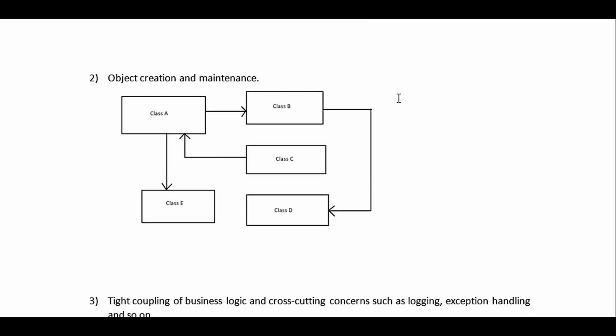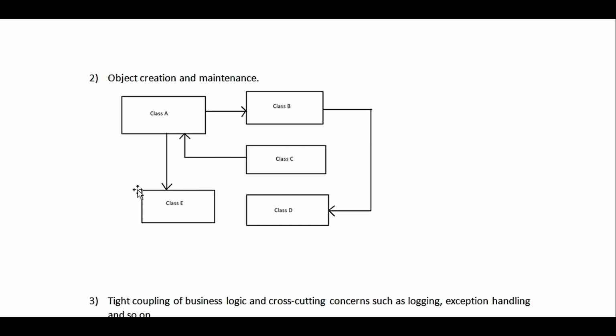And next point is object creation and maintenance. Now suppose we have these classes in our application: class A, class B, class C, D and E, right? And class A is being used by class B and class E, and then again class B is being used by class D, class C is being used by class A, and class E uses class A, right? So one way we can introduce the functionality of one class in some other class is by creating an object of the other class, right? But the problem with creating object is every time we create an object of a class, it consumes some space in the memory, and that is not something we would want as application developers, because that reduces the performance of our application.